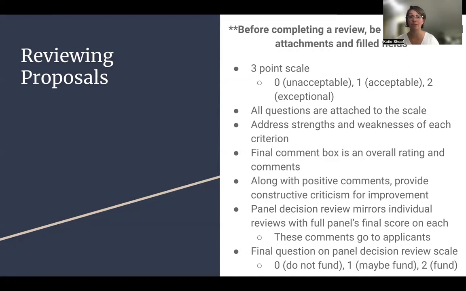So for each criteria, you will be giving it a number on a scale from 0 to 2. 0 means that the proposal has done an unacceptable job at addressing this criteria. 1, they've done an acceptable, okay job at addressing it. And number 2 is they've done an exceptional job. It is clear they have gotten to the point. You totally understand what's happening with their proposal and their project with regards to this specific criterion.